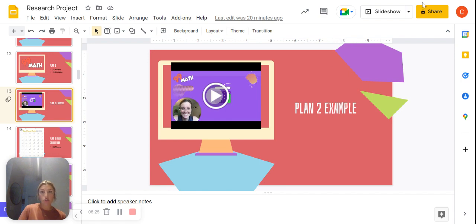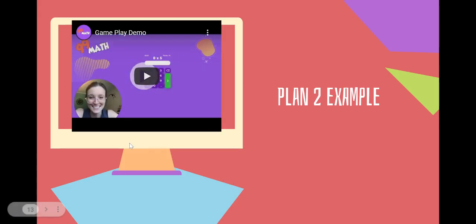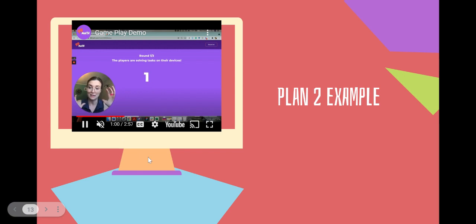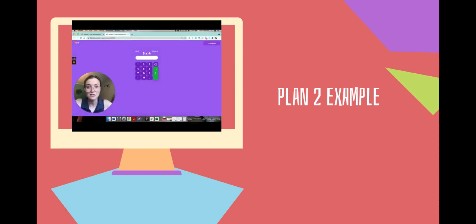Here I have a teacher showing it in action again. Just give it a few seconds. So it shows basically a calculator look, and then they have to type in the correct answer.